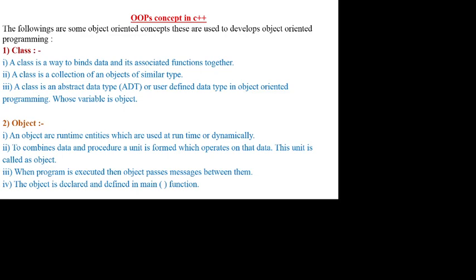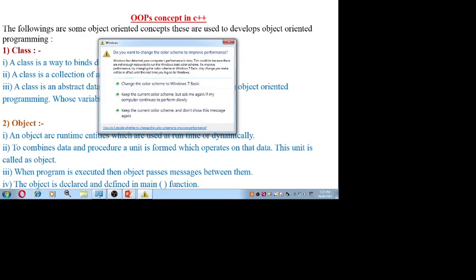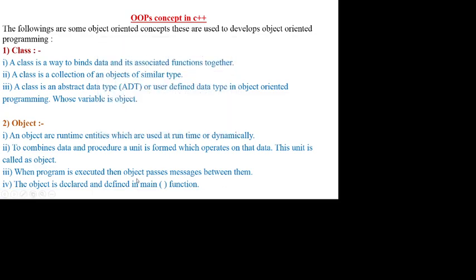After discussing class, the second objective or second concept of object-oriented programming is called an object. Objects are runtime entities which are used at runtime, or dynamically. An entity is nothing but something which has specific properties or attributes. An object combines data and procedure. A unit is formed which operates on that data. This unit is called an object. When a program is executed, objects pass messages from one to another. That means an object passes messages from one member function to another member function.